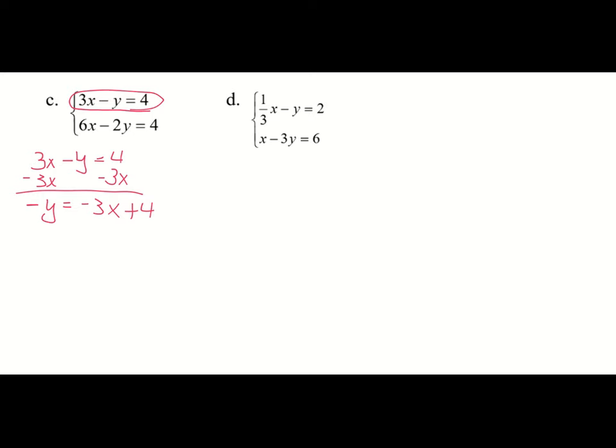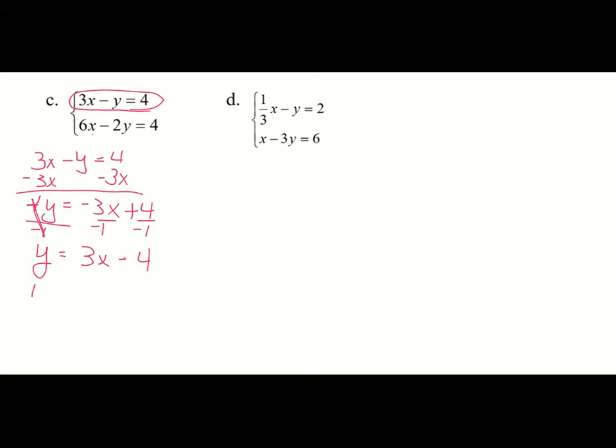Now I do need to get rid of that negative sign with the y. So remember, it's just like having a negative 1 there. So we're going to divide everything by negative 1, which really means we're going to change those signs on the other side. So y is going to be equal to positive 3x, because two negatives make a positive, and then a negative and a positive will make that a negative 4. All right, so let's take that and plug it into our 6x minus 2y equals 4.